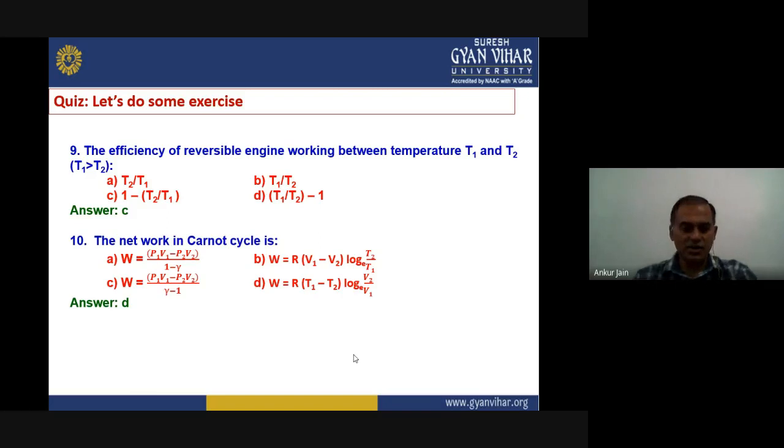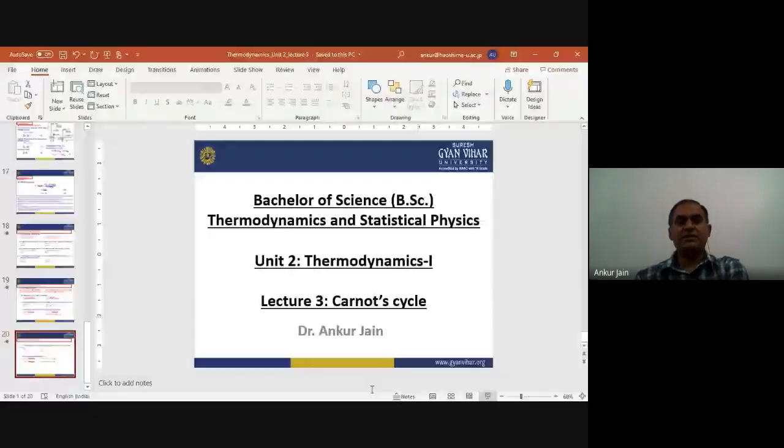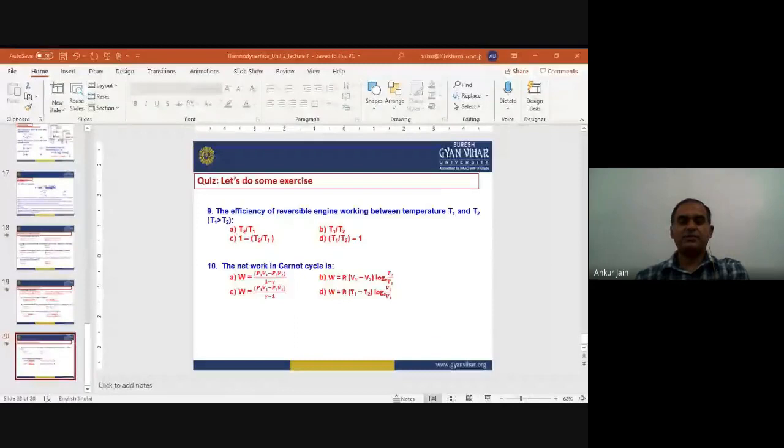So that's all for today's lecture. We have seen how the Carnot engine works, what is the meaning of reversible and irreversible process, what are the conditions for that, and we have solved some quiz also in today's lecture.